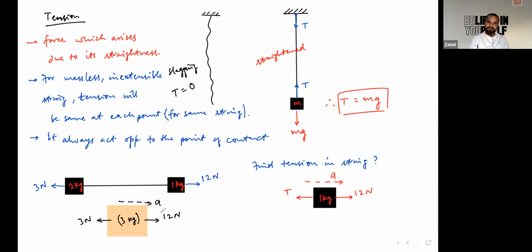Hamza, you have to find acceleration first from this equation, then put this acceleration in the second part here to get the value of T.